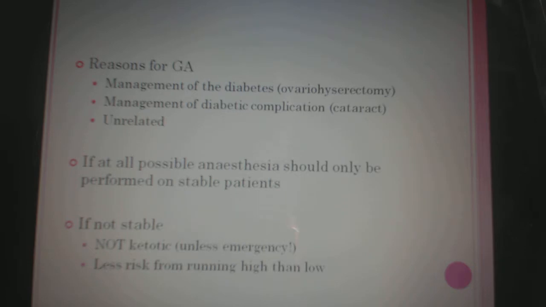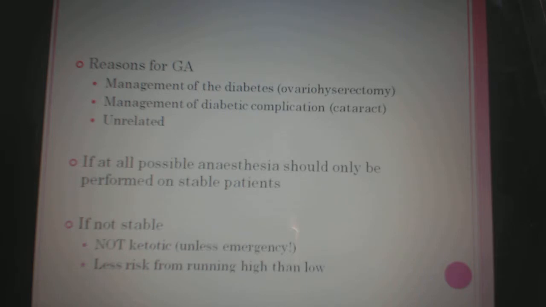Also, you may be anaesthetising a patient for management of a diabetic complication. The most common reason for this would be cataract surgery. Obviously not something we do at your vets currently. However, the current thinking on cataracts is that the moment a cataract is noted, the patient should be referred for surgery as soon as possible, rather than waiting for the diabetes to be totally stable prior to it. So that would be quite a common reason seen at referral centres.